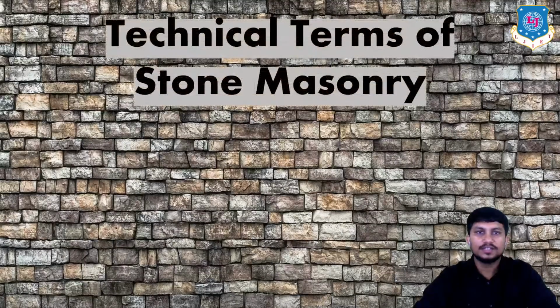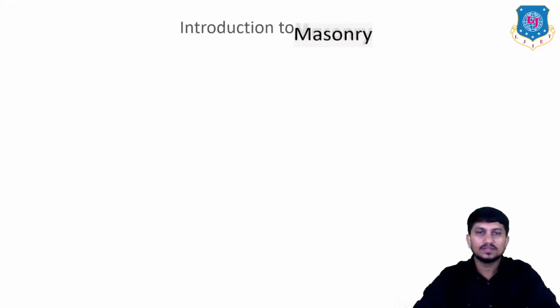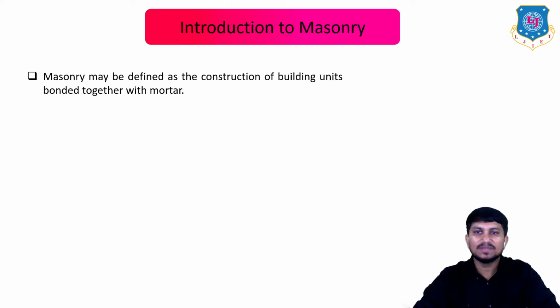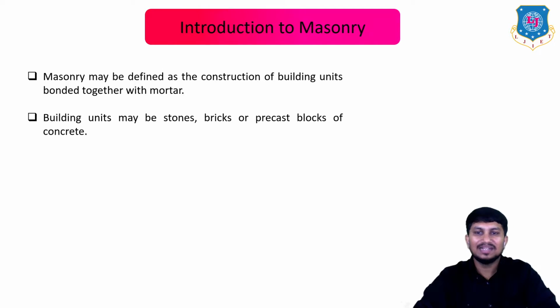Today we will start a new topic which is technical terms of stone masonry. So let's start. First of all, we will see what is the meaning of masonry. Masonry may be defined as the construction of building units bonded together with mortar. If you construct any wall or any structure with the help of various building units with the help of mortar, you can say it is a masonry. Building units may be stones, blocks, bricks, etc.